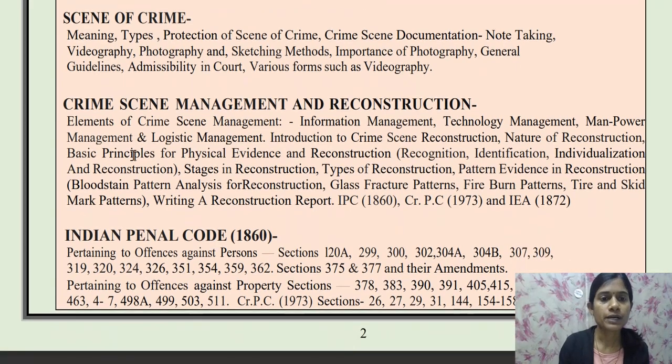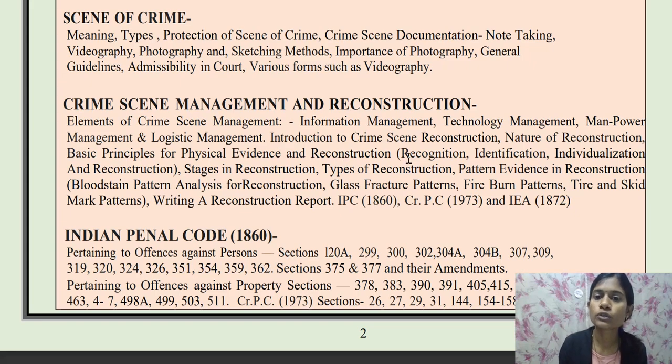So, crime scene management and reconstruction, elements of crime scene management: information management, technology management, manpower management and logistic management. Within the crime scene we use these four. Information we use, technology we use, manpower we use, and logistics we use. These are all included in the elements of crime scene management.